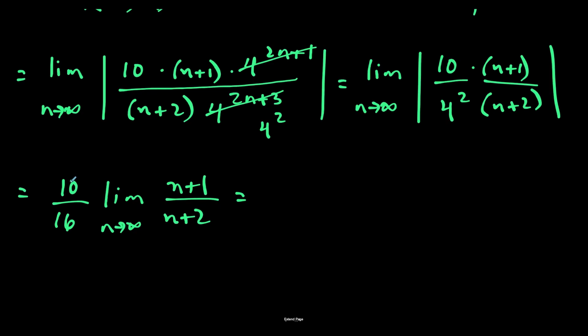And now we'll just simplify this. 10 over 16 simplifies to 5/8 times, and this limit is going to go to 1 because the leading terms match. They have the matching powers and matching coefficients. So this is 5/8 times 1, which is equal to 5/8, which is less than 1. And notice this falls under our first case, that by the ratio test, we could say that our original series converges because our limit worked out to something less than 1.